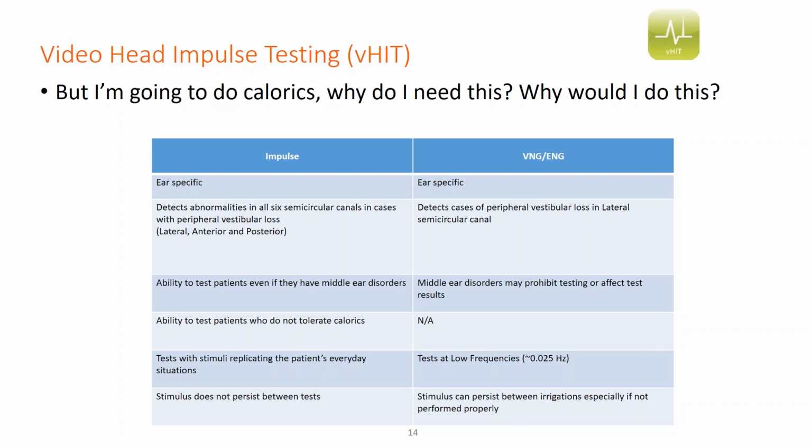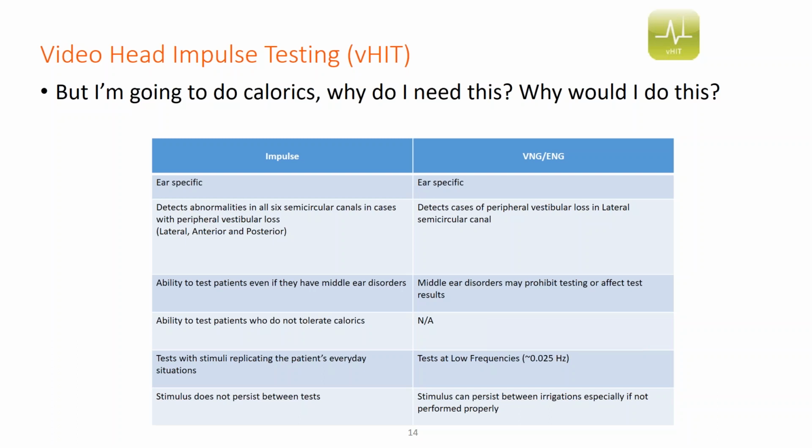We know with calorics, you really don't want to do that test on anyone who has a middle ear issue or a tympanic membrane perforation, but you can do that on impulse. Some people will not tolerate calorics because it's very stressful, or they get scared, or they become extremely dizzy, and that's going to be much less of a problem for you with the ICS Impulse and doing VHIT.